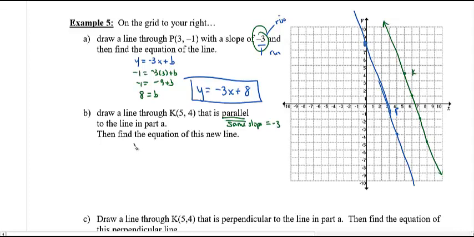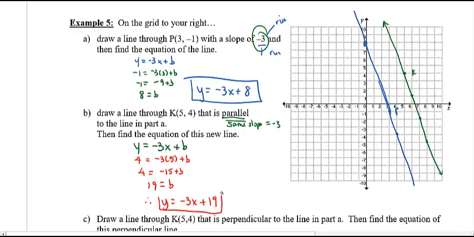And the equation of this line, well, we know y equals mx plus b. Once again, -3x plus b. This b is off the chart, so I can't really figure it out with the graph. But what I could do is plug in the value of the point. 4 equals -15 plus b. So b equals 19. And therefore y equals -3x plus 19. Done.